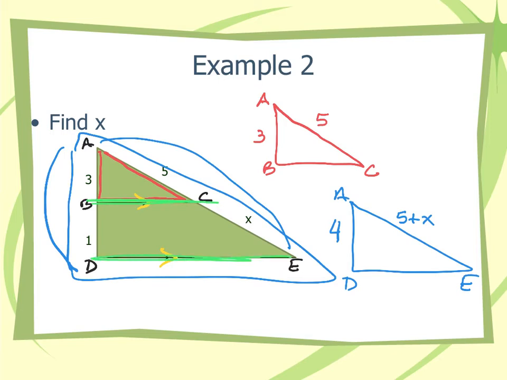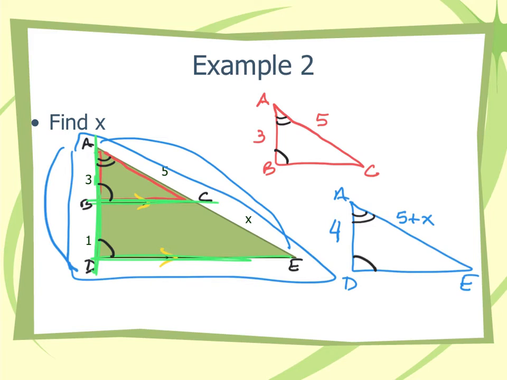So if these are parallel, then this is my transversal, and I can say that this angle is congruent to this angle. So bottom angle D is congruent to angle B of the red. And then for the second angle, I can just show this angle up at the top, angle A. It's the same in both. So these are similar, so now I can set up my proportions.